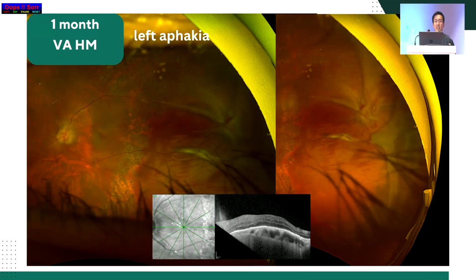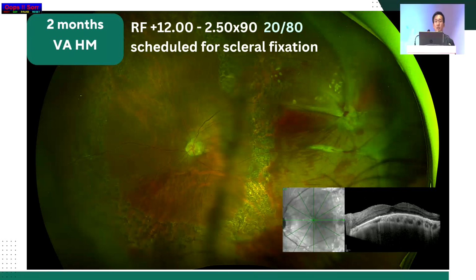And here's the case. After 1 month, the laser has become more mature, and the traction at the periphery was going down. So I think it is quite safe for this patient, and her macula is still on. After 2 months of follow-up, I did the refraction. The visual acuity was 20/80. The retina is going down, and all the subretinal hemorrhage is almost completely resolved. So I think it is quite safe for the patient to do the scleral fixation.